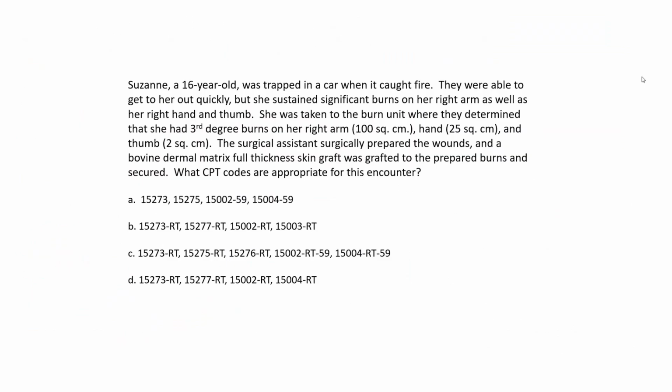Now let us take one more example. Susan, a 16-year-old, was trapped in a car when it caught fire. They were able to get her out quickly, but she sustained significant burns on her right arm as well as the right hand and the thumb.